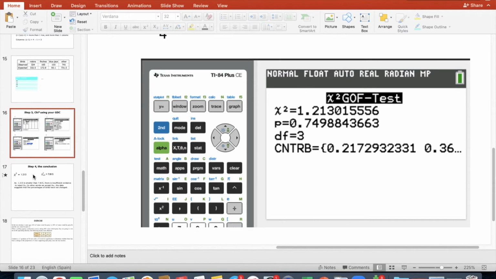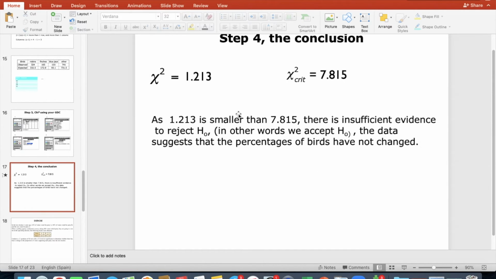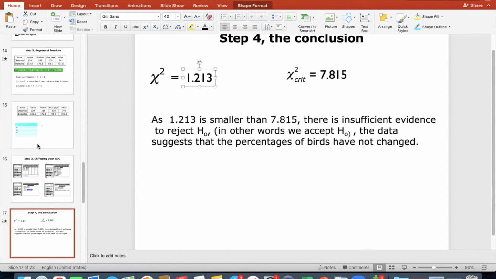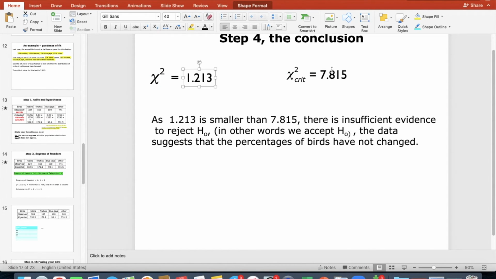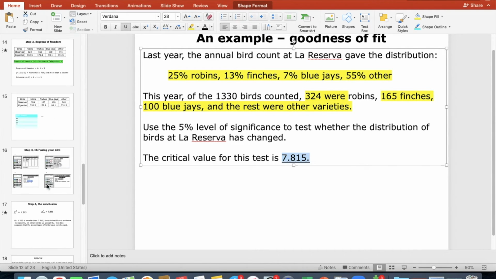Now we are going to analyse these. We're going to analyse these in the same way as before. We are going to compare the chi-squared goodness of fit value, which is 1.213, with this value, which is 7.815. Now, going back to the question, the critical value was given to us in the question.